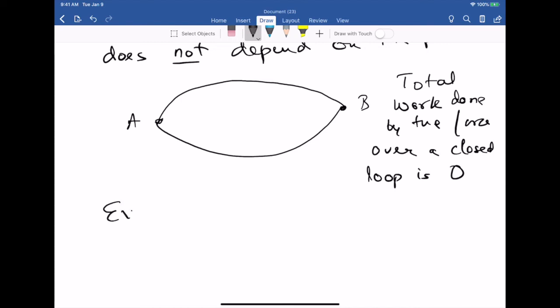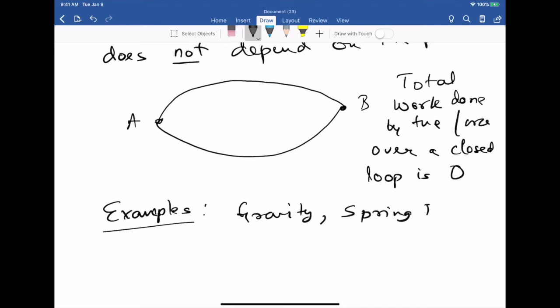What's an example of a conservative force in real life? There are 2 conservative forces that you'll see in this chapter. One of them is gravity, and the second one is called the spring force, which we are going to learn about in just a little bit. Okay, so these are the only two conservative forces that you're going to see in physics 1. In physics 2, you're going to see one more conservative force, and that's called the electrostatic force.